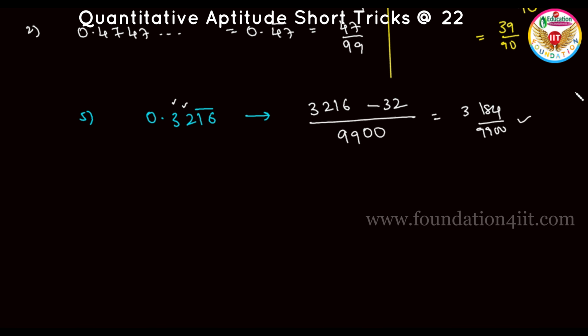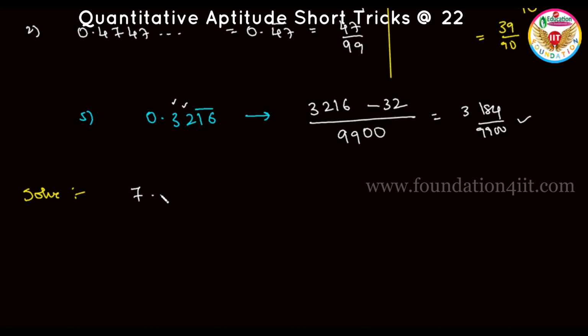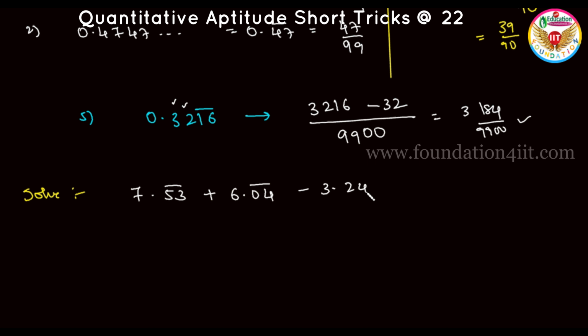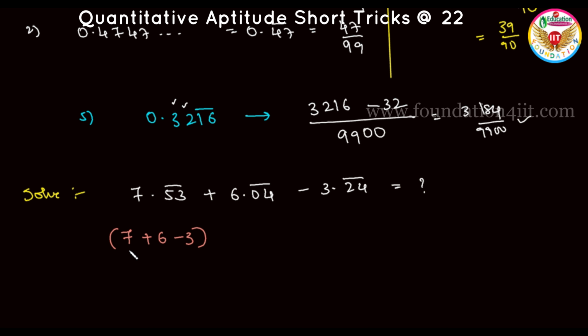Now the questions, if you observe in these problems, they give questions like this, like solve. Let me show you one problem. Now 7.53 bar, plus 6.04 bar, minus 3.24 bar, so is equal to how much? Like this question, from the examination point of view, you can simplify. 7, 6, 3. So you write first 7 plus 6 minus 3. This has one set. So to make the calculation simple, I am telling.